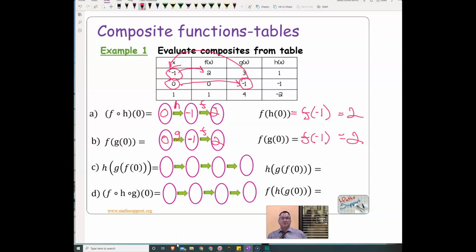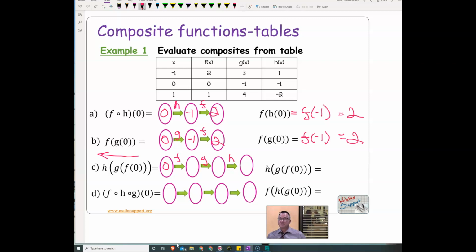Now we've got a composite of 3 functions. You just keep going, okay? So 0 is your input. It's first going to go into function f. Then that result is going to go into function g, because I'm reading from the inside to the outside. And then finally it's going to go into function h.